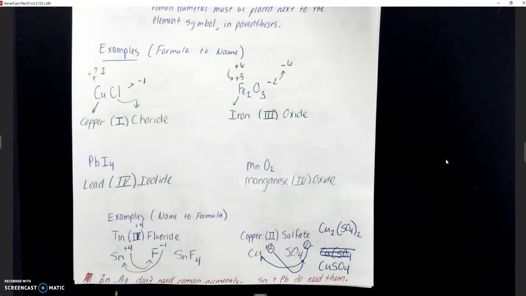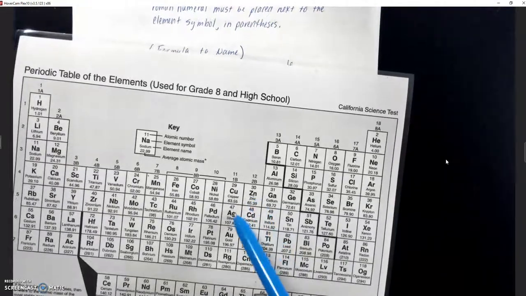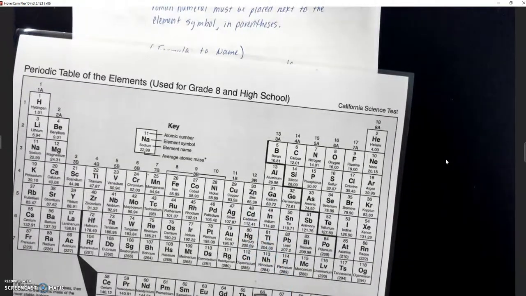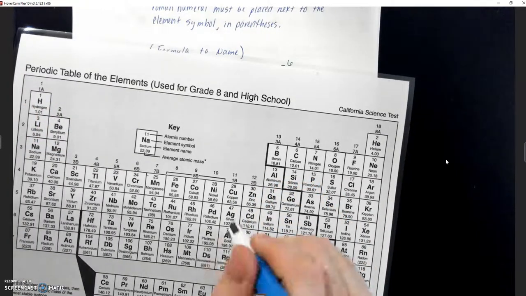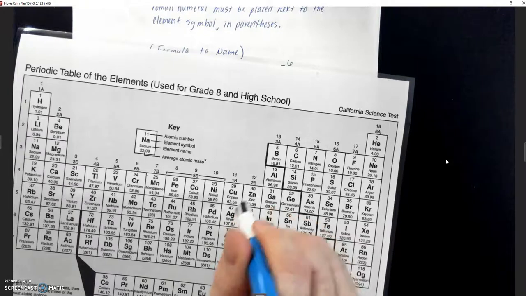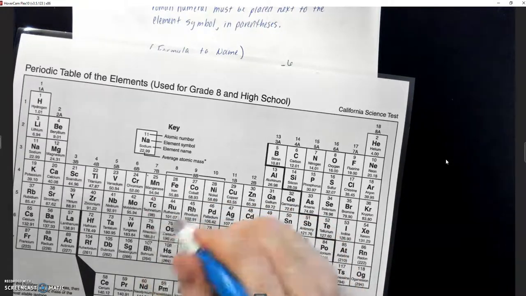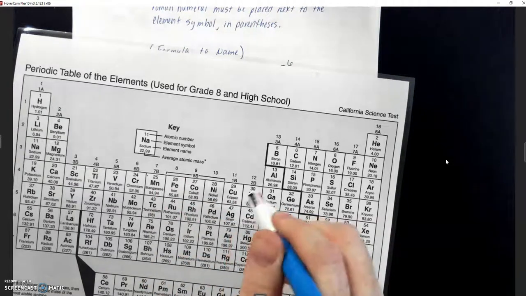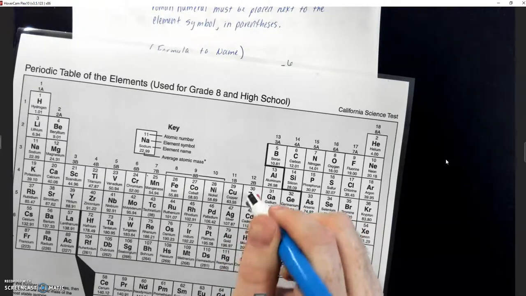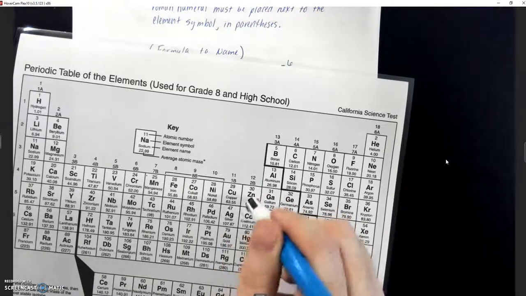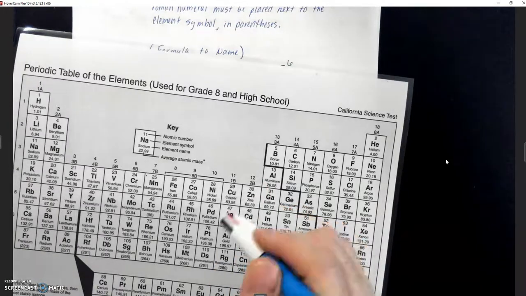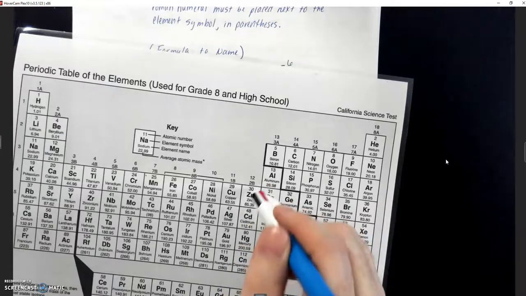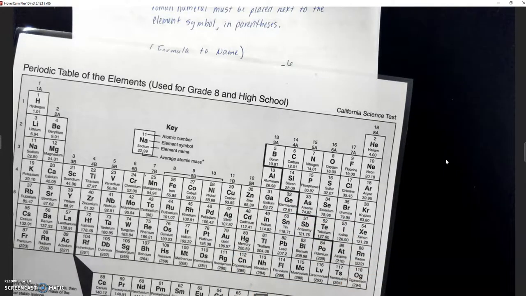Zinc and silver, Zn and Ag, are in the transition metal section of the periodic table. But don't be fooled. Even though they are there, they do not behave like the rest of the transition metals. They don't get a Roman numeral when you make a binary compound out of them. So don't write a name like zinc(II) chloride or silver(I) sulfide. They only ever have one type of charge.